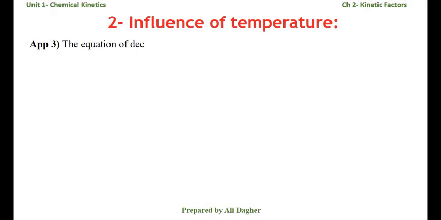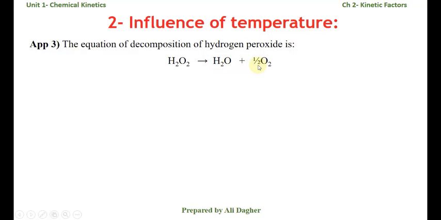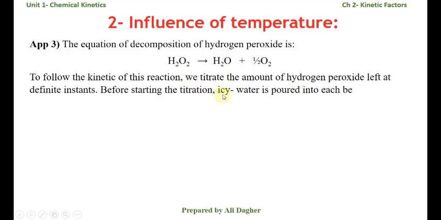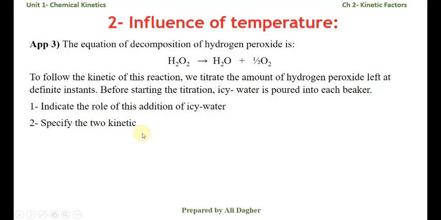Application 3. The equation of the decomposition of hydrogen peroxide is H2O2 gives H2O plus half O2. To follow up the kinetics of this reaction, we titrate the amount of hydrogen peroxide left at different instants, but before starting the titration, icy water is poured into each beaker. Indicate the role of this addition of icy water and specify the two kinetic factors involved in this operation.